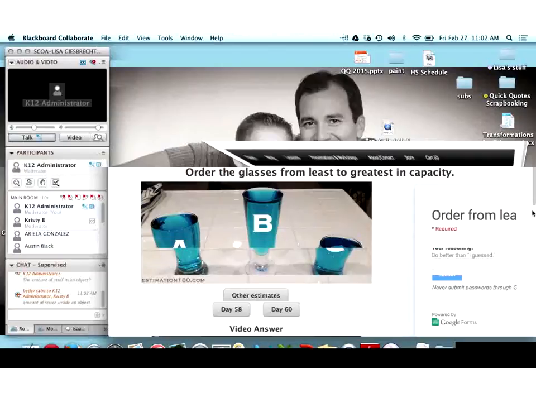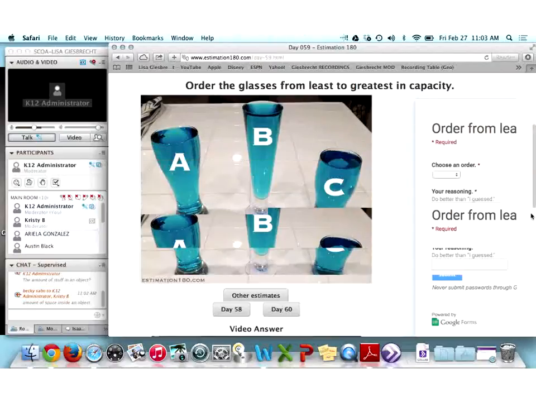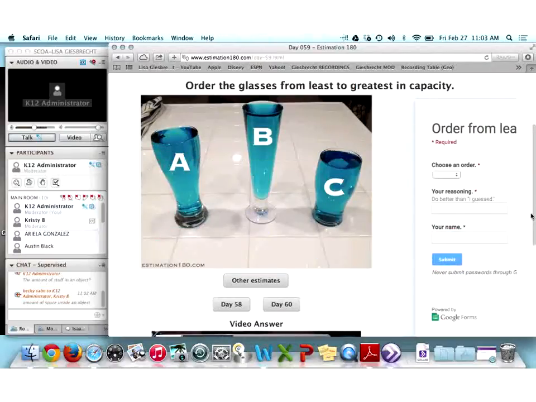So I'm going to give you guys a moment, and it says order the glasses from least to greatest capacity. So they're labeled with the letter right now. On your paper, I want you to tell me, is it ABC, is it CBA, is it BCA? And then in one sentence, tell me why you think that's the case. And then I'm going to play a quick video for you.